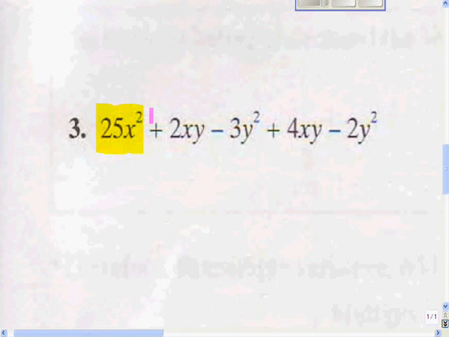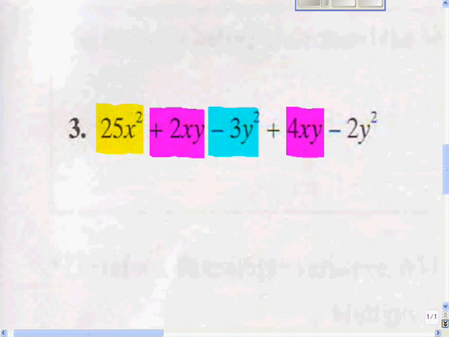Here I've got a positive 2xy. Are there any more xy's? Yes, there are. Right here, 4xy. And now here I've got a negative 3y squared and a negative 2y squared. So those are all like terms. Here, let me highlight this. So the 25x squared doesn't go with anything, so I'm just going to bring it down. 25x squared. I'm not going to subtract it or add it to anything because there's nothing to add or subtract it with. But I am going to add or subtract these.